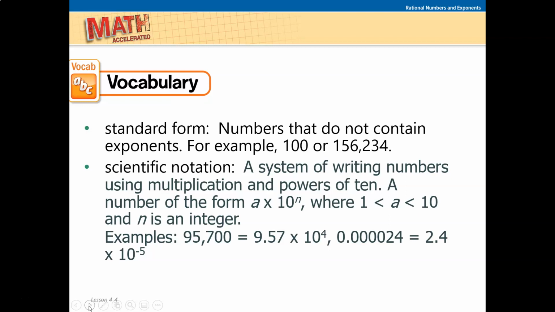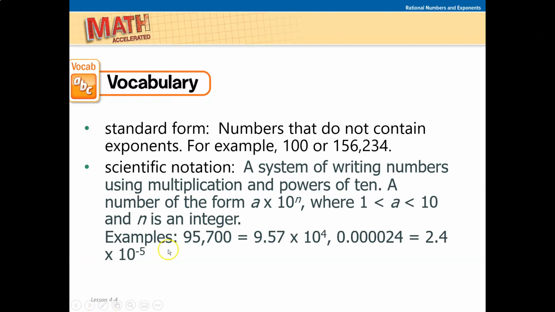So what is standard form? Standard form are numbers that do not contain exponents, for example, 100 or 156,234. Scientific notation is a system of writing numbers using multiplication and powers of 10. A number in the form of a times 10 to the nth power, where 1 is less than or equal to a, a is less than 10, and n is an integer.